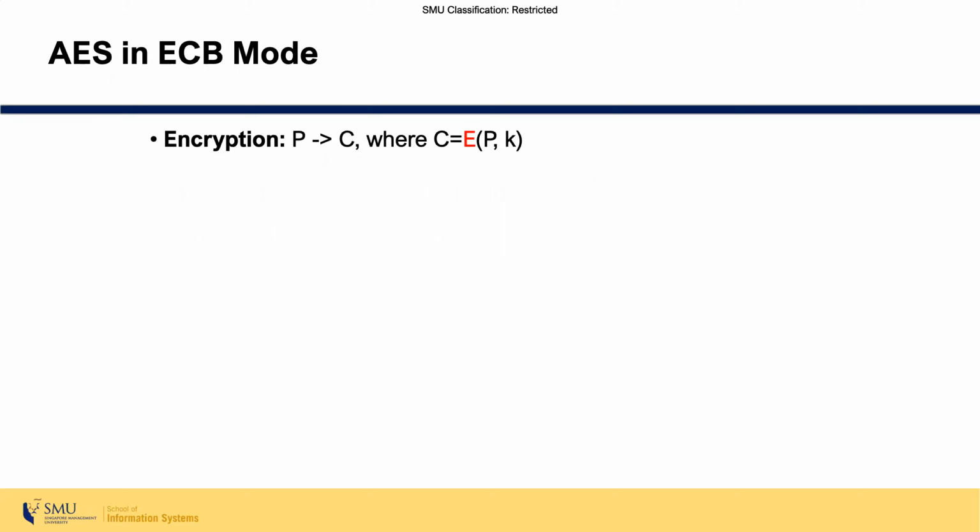AES in ECB mode. Assume that you are the sender who wants to send a secret, confidential message, P, to a recipient. So you have to encrypt the message so that it has the confidentiality property. This process can be denoted by this mathematical notation: ciphertext C is the outcome of the function E, which takes as input the plaintext P and the key K.